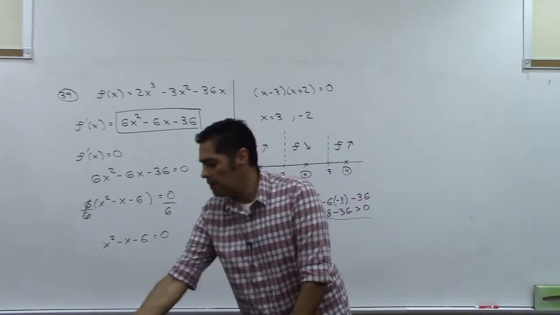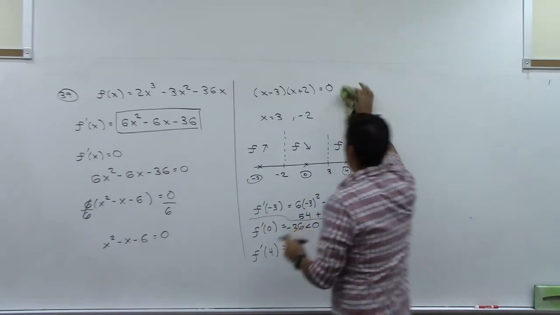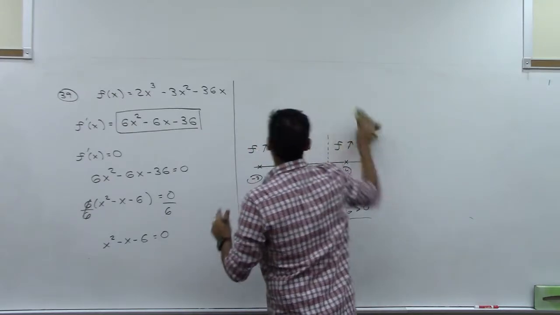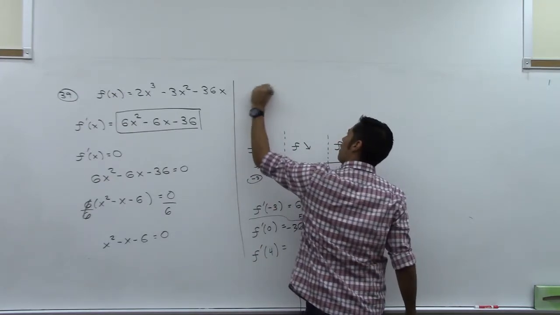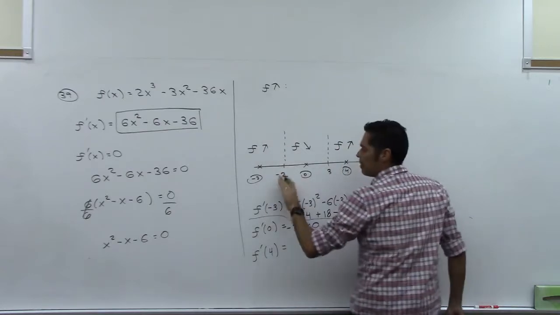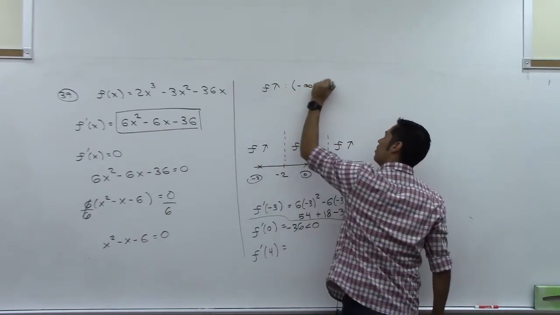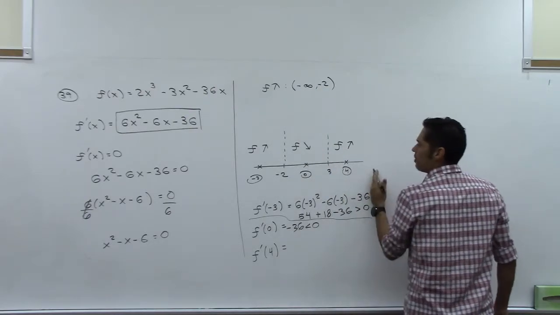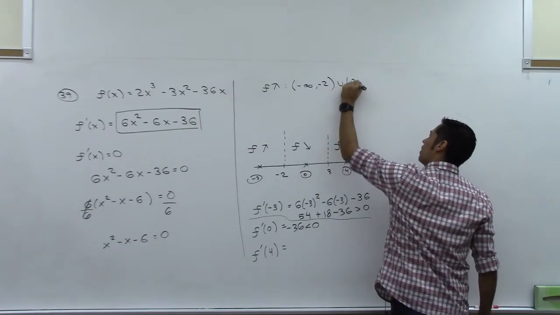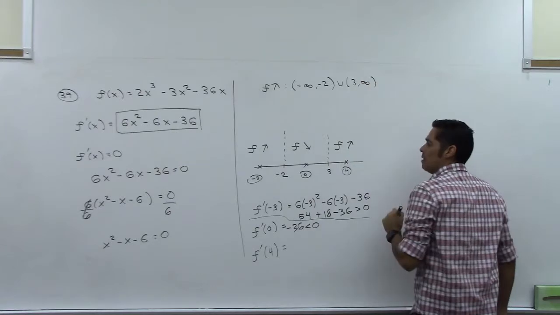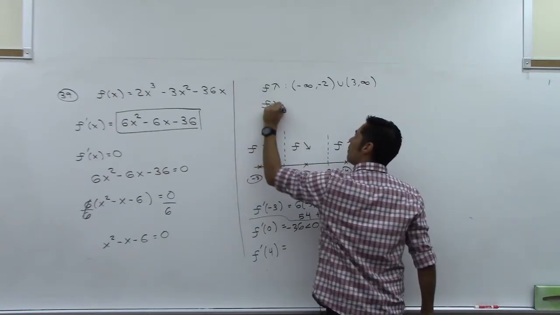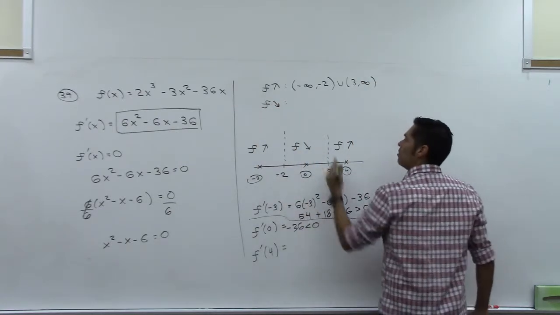So that's it. From that picture right there, we should be able to answer everything we need to for this question. First of all, where is the function going up? Well, it goes up to the left of negative 2, which is negative infinity to negative 2. It also goes up after 3, so union from 3 to infinity. Now, where's the function going down? Well, that's going to happen between negative 2 and 3.